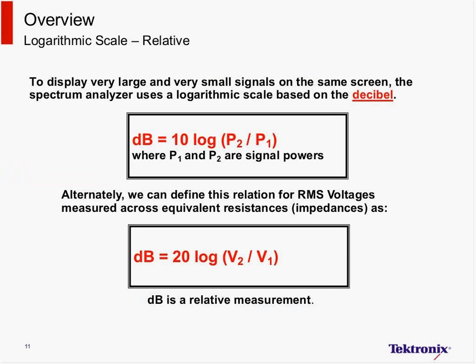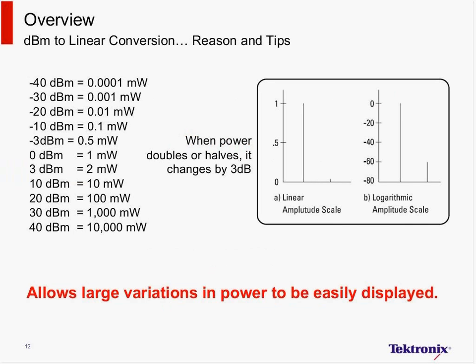We start looking at the amplitude scale on a spectrum analyzer. It's actually in a logarithmic format in the decibel scale. And there's a couple of reasons for that. When we think about the logarithmic scale, it actually gives us the ability to see very, very small signals and very, very large signals at the same time. Unlike an oscilloscope that has a linear display, this logarithmic scale gives me the ability to look at very, very fine signals down here.